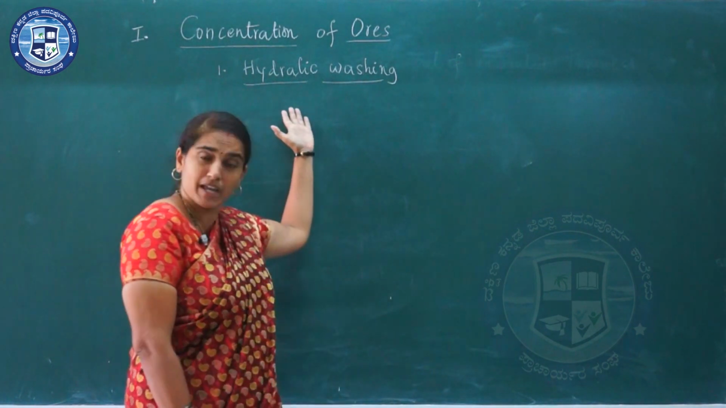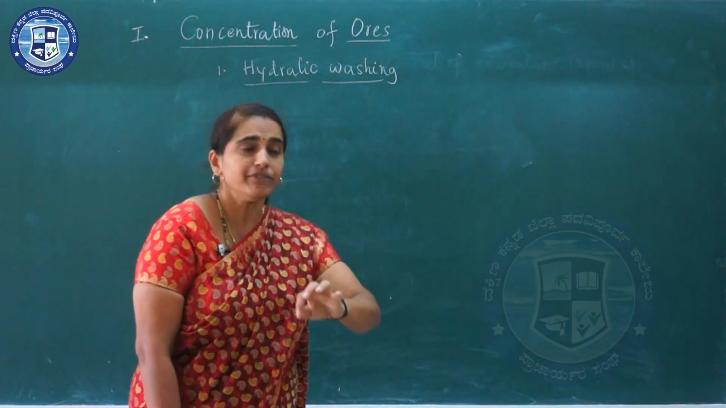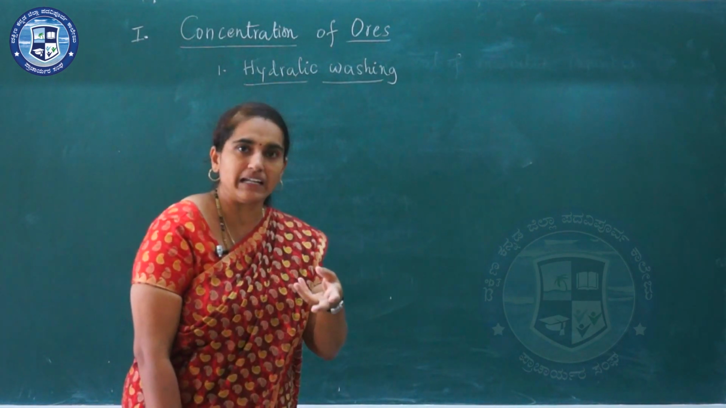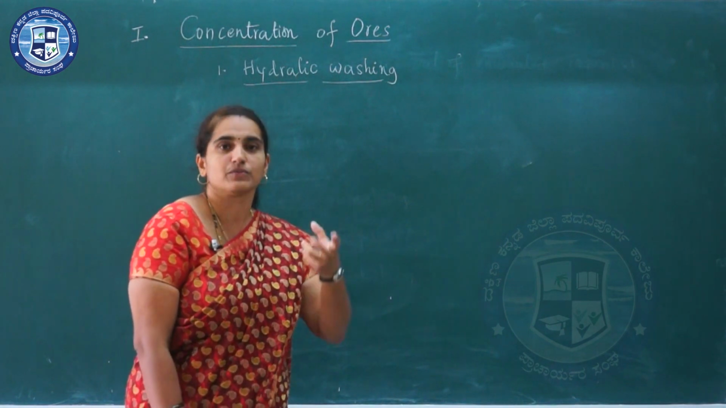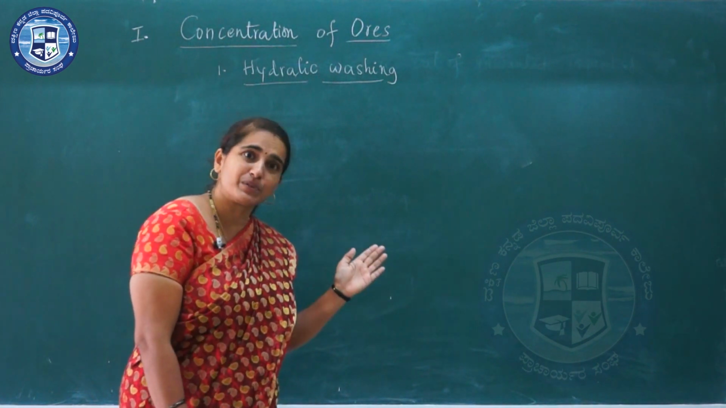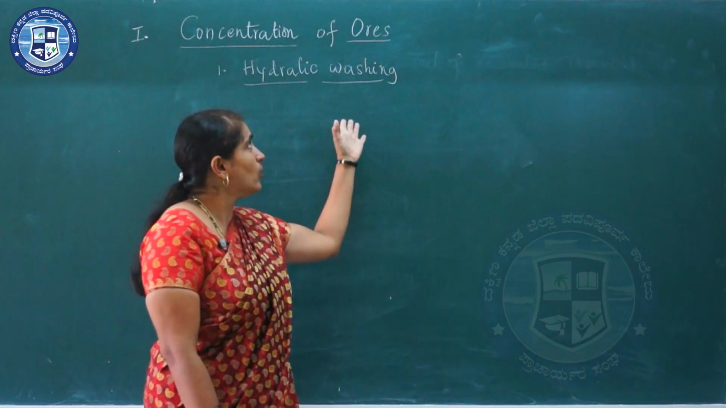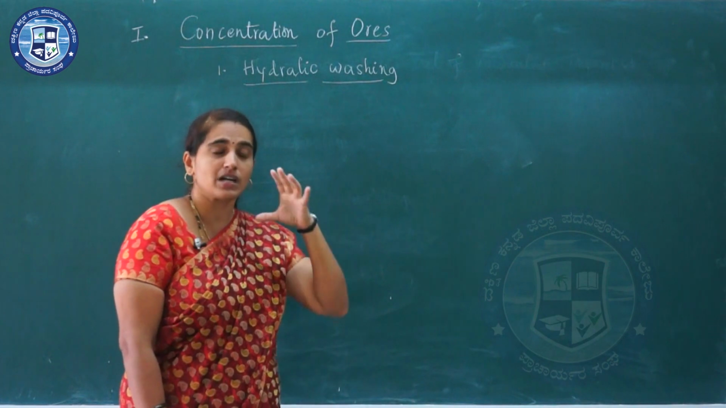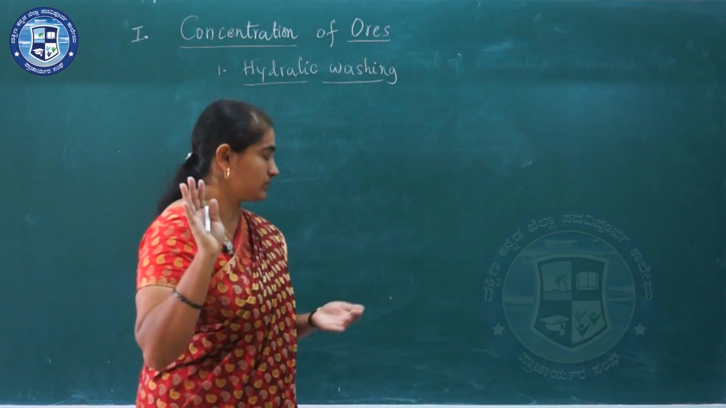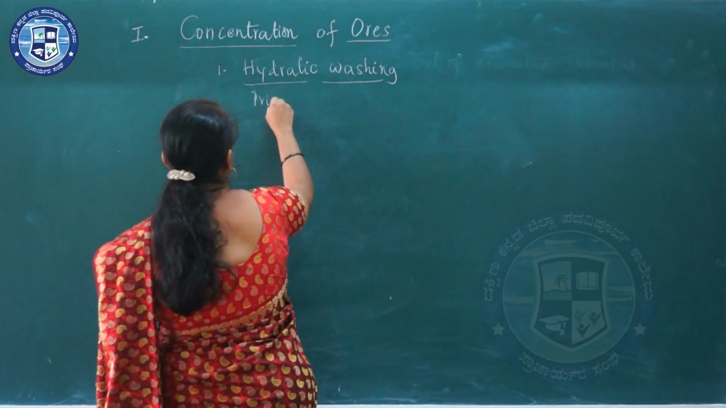Here also we use the same principle, that is the differences in the gravities of the ore and impurity. Usually impurities will be lighter, so when washed with the current of water or with a stream of water, all those impurities are washed away with water, leaving behind the ore as it is. Since the ore particles are heavier, they settle at the bottom and all those impurities are washed away.